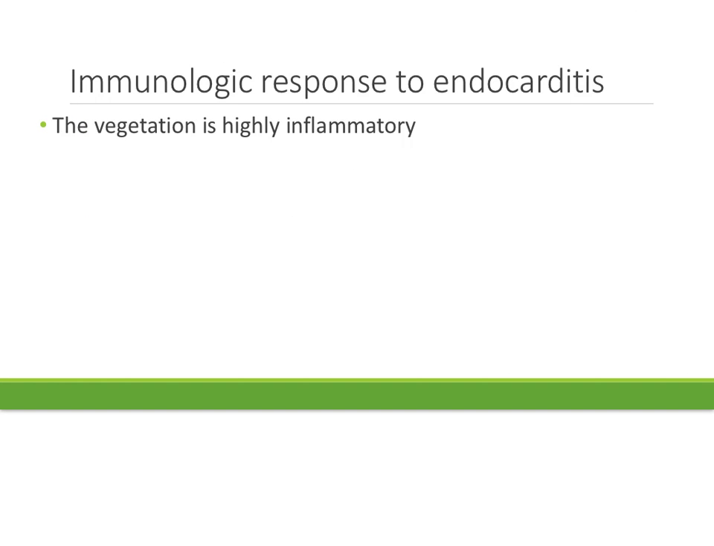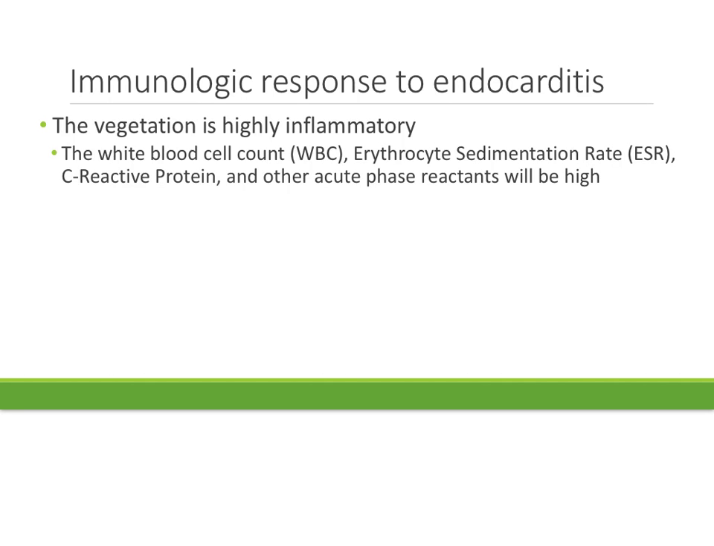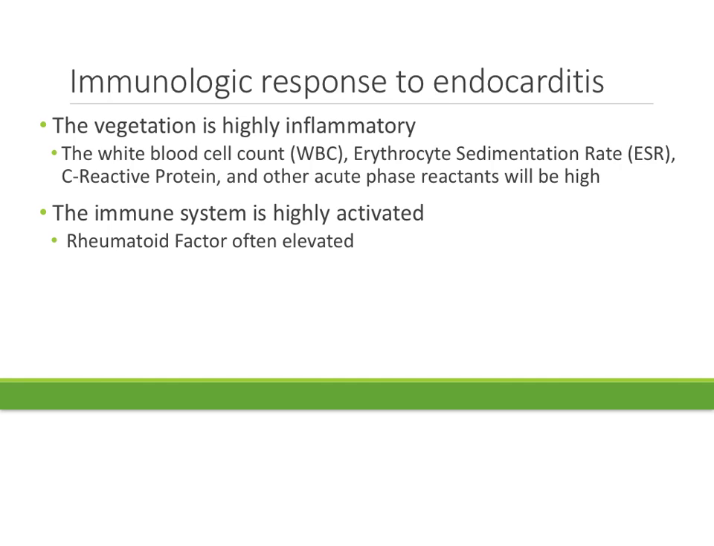Now let's talk about the body's immunologic response to endocarditis because it's such an important part of the pathophysiology and explains a lot of exam findings. The vegetation is highly inflammatory. All manner of acute phase reactants are going to be high, things like the white blood cell count, the erythrocyte sedimentation rate, and C-reactive protein. The immune system is highly activated. Rheumatoid factor will often be elevated.